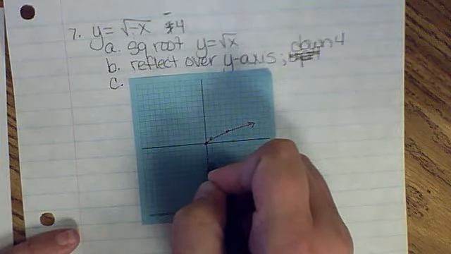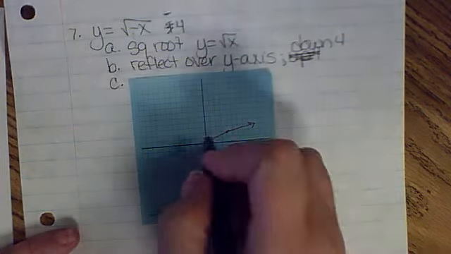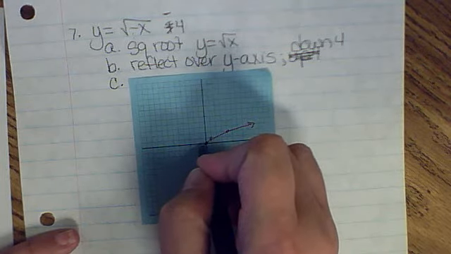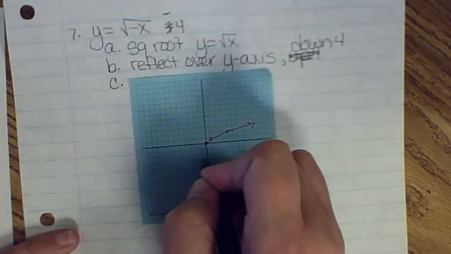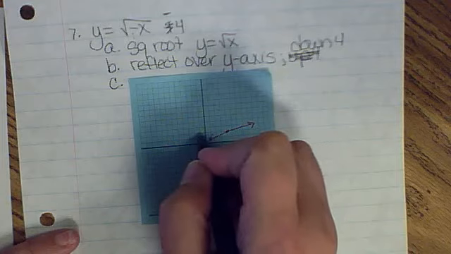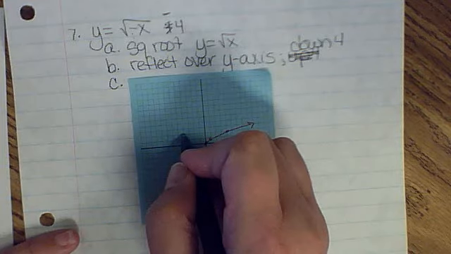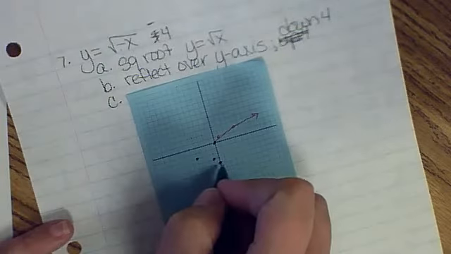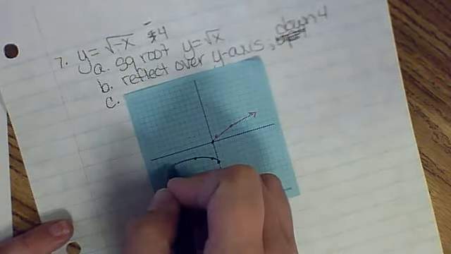1, 2, 3, 4. The point at (1, 1), I reflect it over the y-axis, and then I move down 4. 1, 2, 3, 4. The point at (4, 2), I reflect it over the y-axis, and I move it down 4. And then I draw in my line.